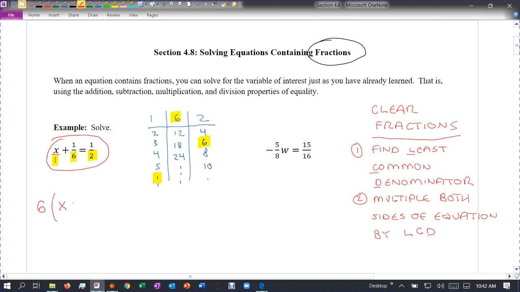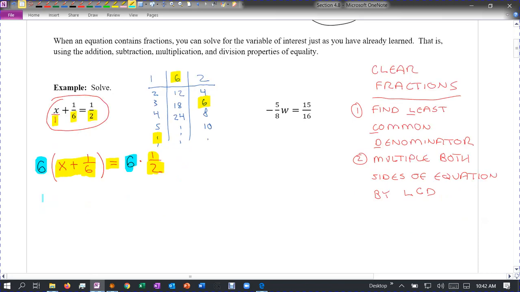So what I'm going to do is multiply 6 on the left-hand side of the original equation, which was x plus 1/6. And then on the right-hand side of the equation, I had a 1/2, but I'm going to multiply that by 6 also. So I'm taking the original equation, equals 1/2, and multiplying both sides by that LCD.